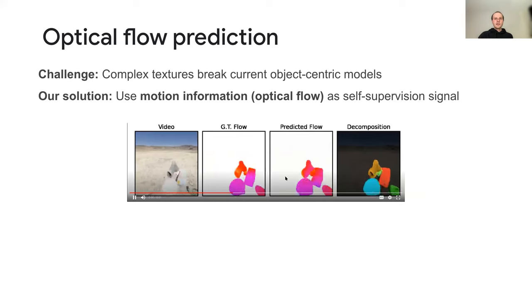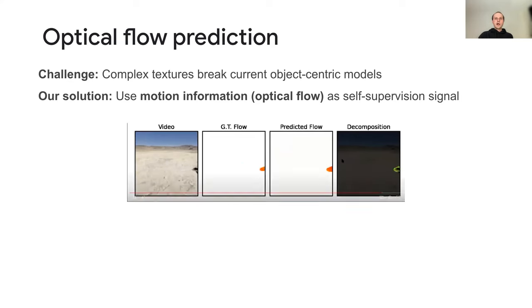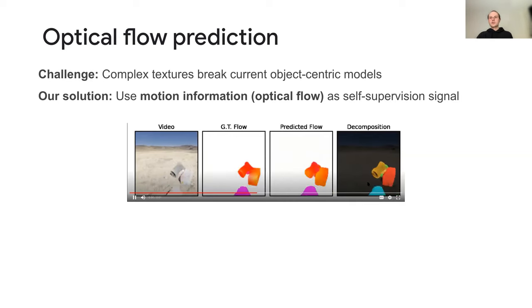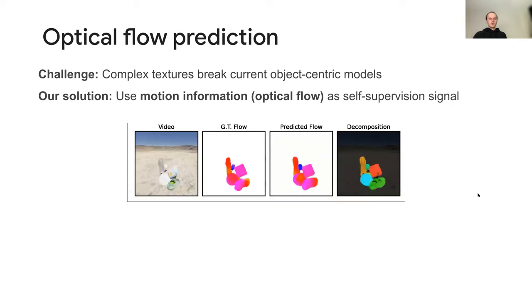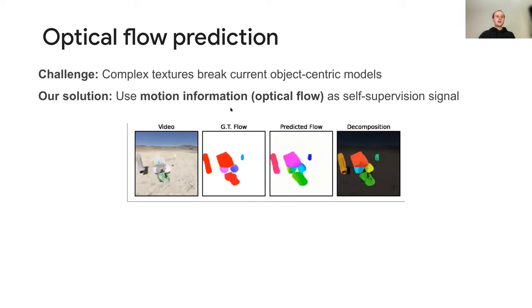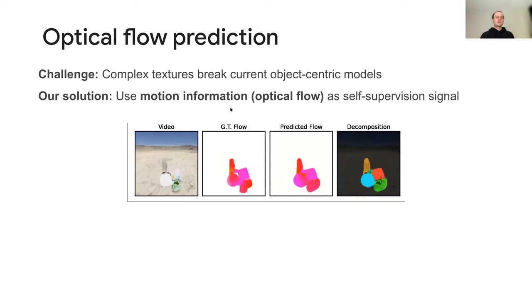Effectively, the model can then learn to predict optical flow as a target. While doing that, it learns this decomposition of the scene and it learns to track the individual objects. It's not perfect, especially when things get crowded, and some objects can merge into one slot, but this is a huge step beyond what prior methods could do, because essentially all prior methods are broken once you go to complex textures.